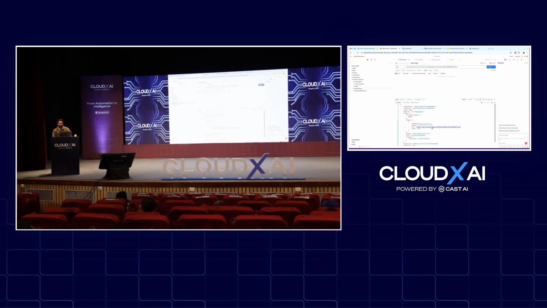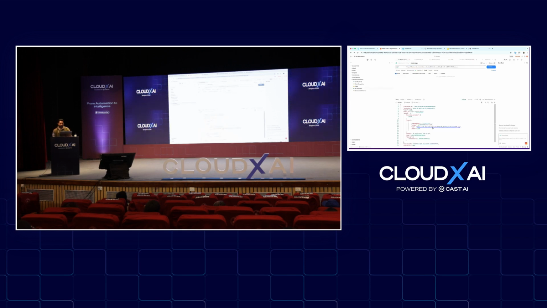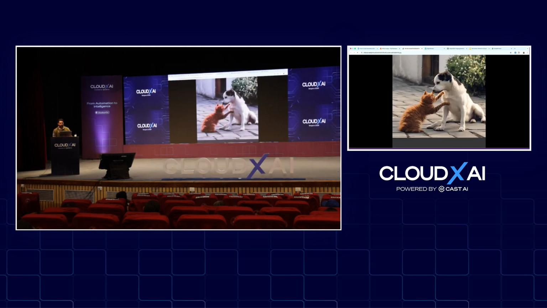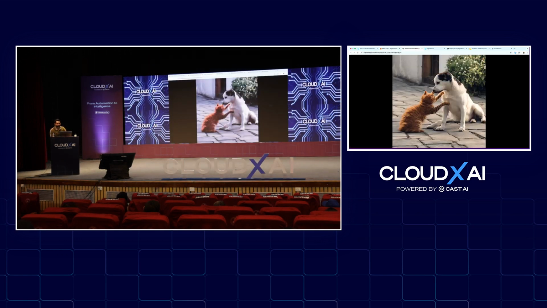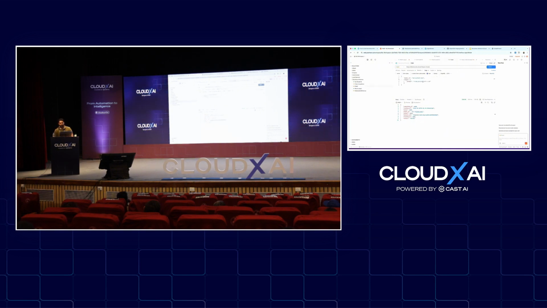So this is the URL where I have the output. Oops, sorry. So this should generate the image of a dog playing with a cat. That is the exact command that I entered here, right? A dog playing with the cat.